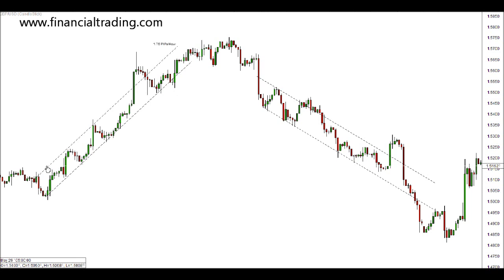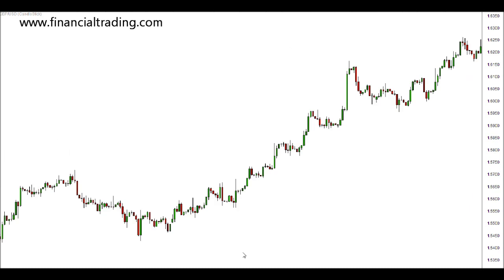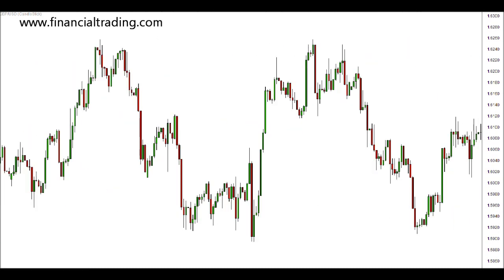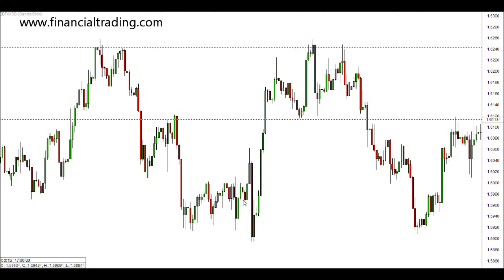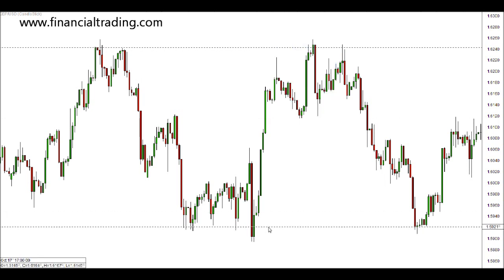Channels do not always have to be diagonal. A ranging market is in fact a channel, a horizontal channel of support and resistance. In our next video we will look at other patterns that are created through support and resistance in the market.